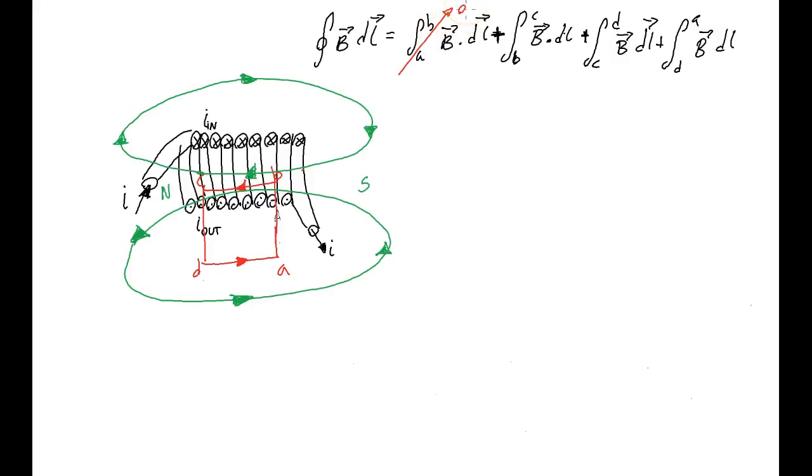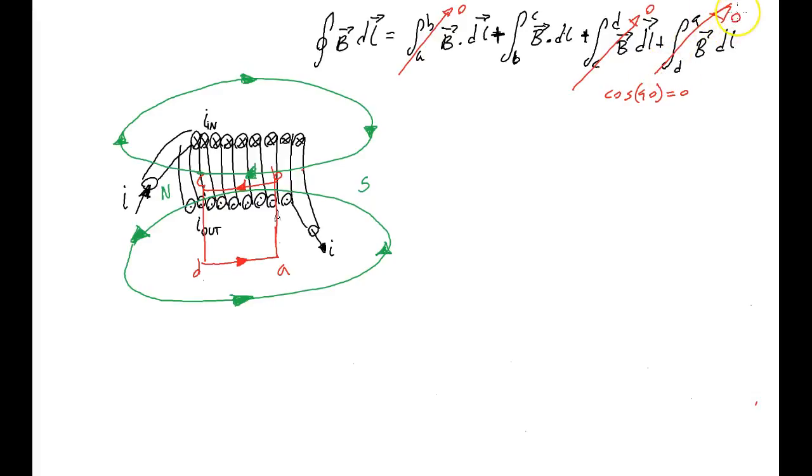Now, which path, this path or this path, has the highest strength magnetic field? DA or BC? Which one has the highest strength magnetic field? This one, B to C, right? Inside the region enclosed by the current carrying coils. Out here, the magnetic field is so small that it's close to 0. So we can disregard it. So this one is approximately equal to 0.